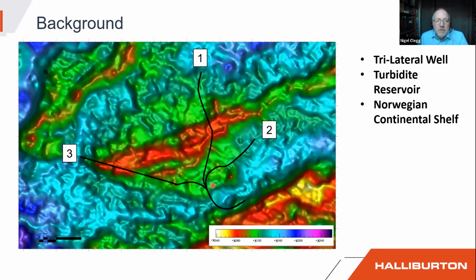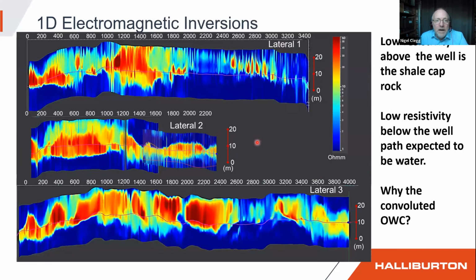The expectation with these wells, and this is where we looked at them first, was in the resistivity distribution in three dimensions, to see how those sand bodies were distributed around each individual well path. And here's a one-dimensional inversion showing each individual well path, so this is laterals 1, 2, and 3. The pink line here represents my well. The blue zone above represents shales. The blue zone below represents water.